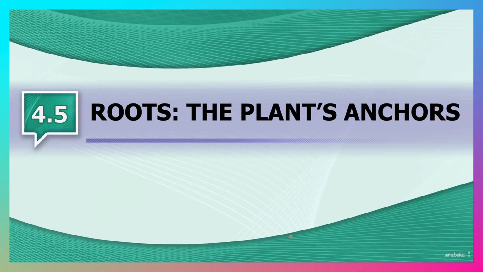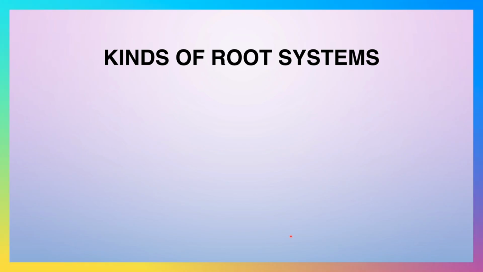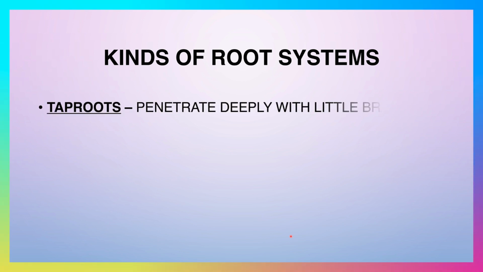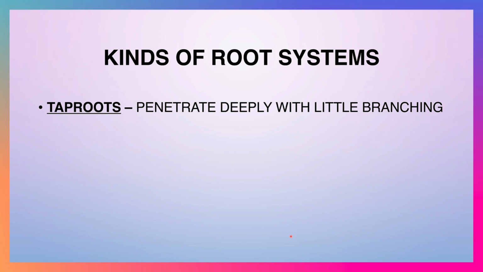We're going to finish up the material this week talking about roots. First of all, we should look at the kinds of root systems. One kind of root system is called a taproot system. The taproot is a single root that grows deep into the soil with very low levels of branching.